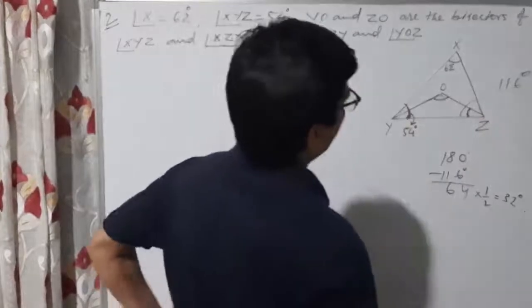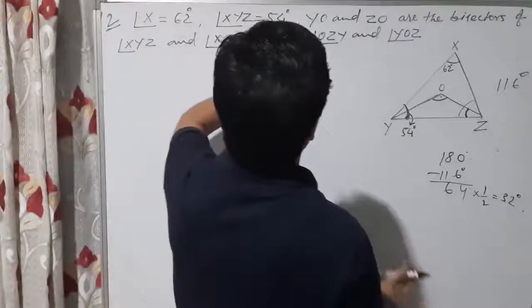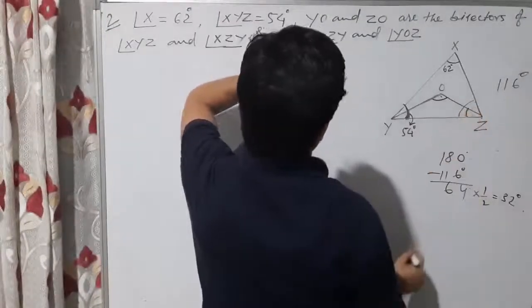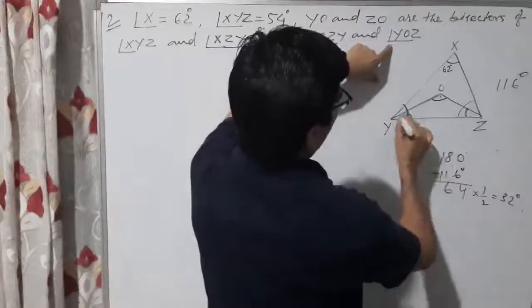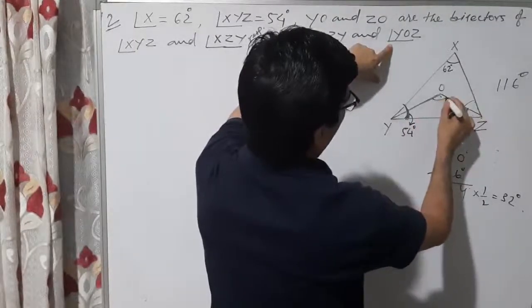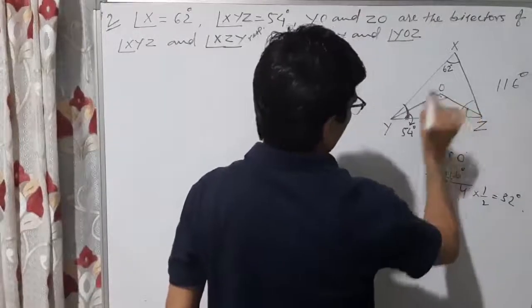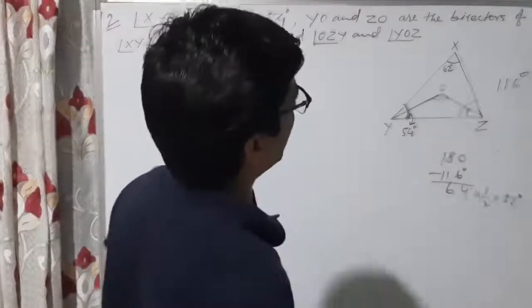Now we have to find out the values of OZY. The question is OZY, that means this small angle we have to find out. And YOZ, this middle angle, we have to find out. So we are going to find two angles, this one and this one. How do we proceed? Check here.